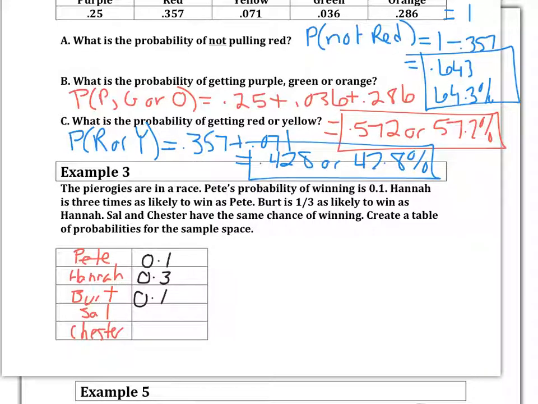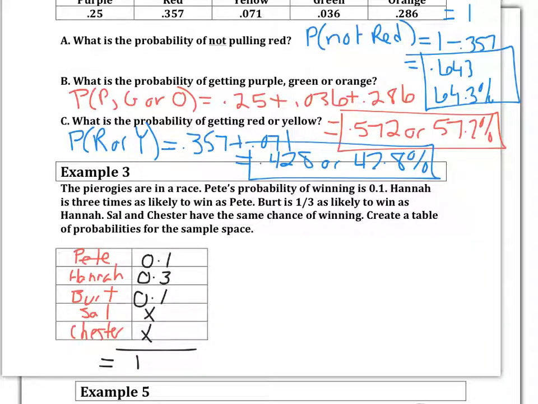Then it tells me that Sal and Chester have the same chance of winning, but we don't know what it is. So because they're the same, I'm going to solve this algebraically, and I'm going to put 2 x's in for both of those two. Now, because I know that one of these people has to win, I know the total of their probabilities all have to equal 1. So it's certain that one of them will win.